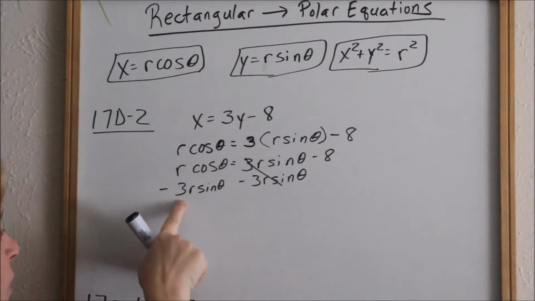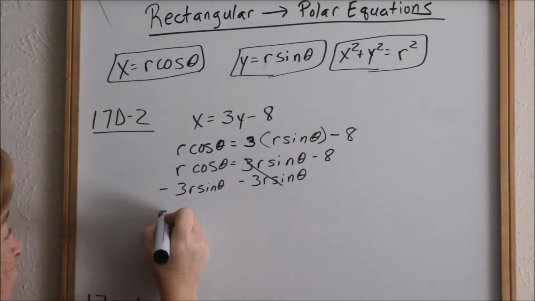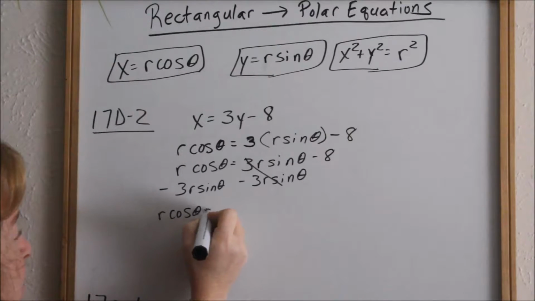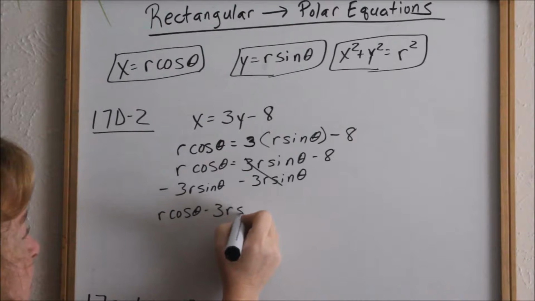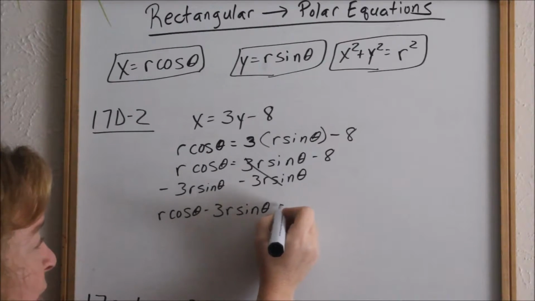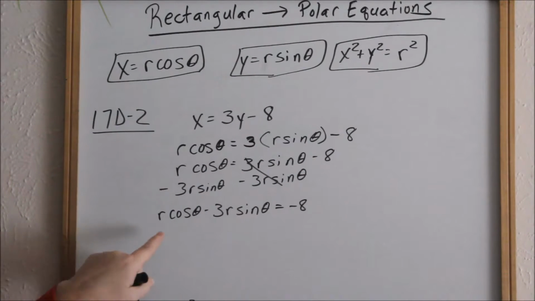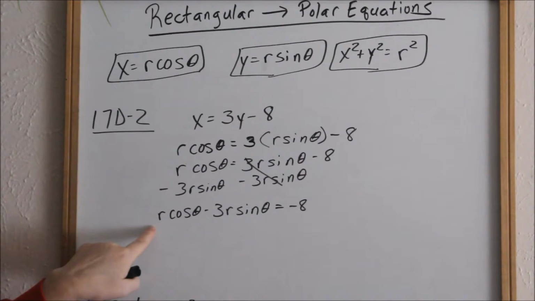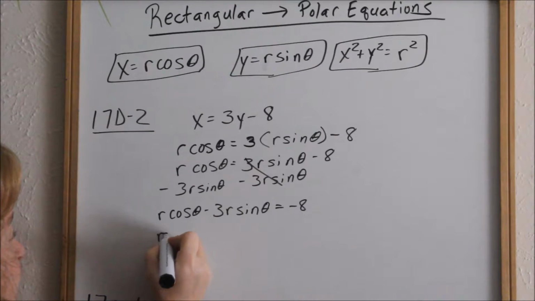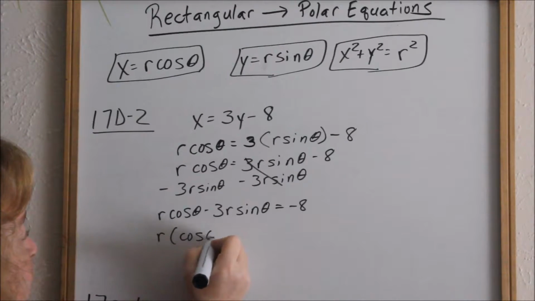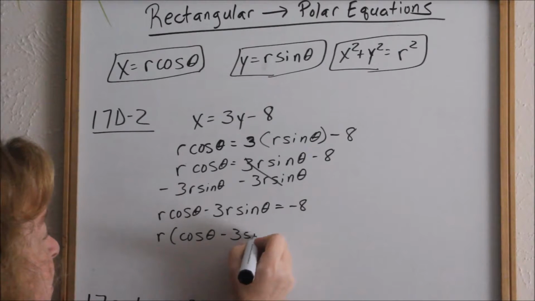So that goes away there. Then I basically have r cosine theta minus 3r sine theta. Can't add or subtract sine thetas to cosine thetas. Don't lose that negative. Okay, now I can factor my r out. They both have an r in them. So factor the r out, leaves cosine theta minus 3 sine theta.